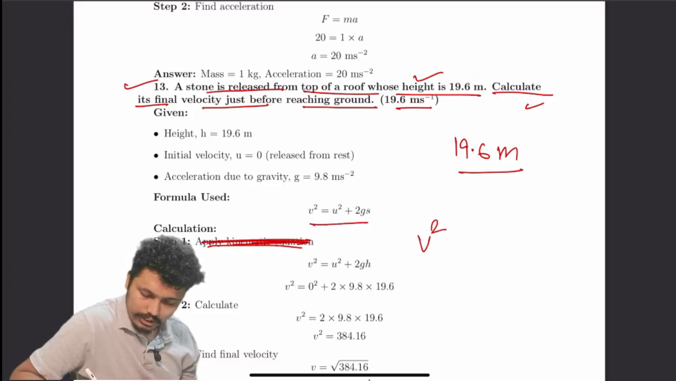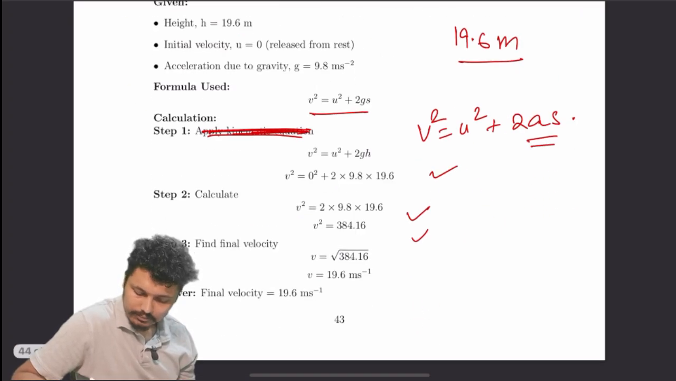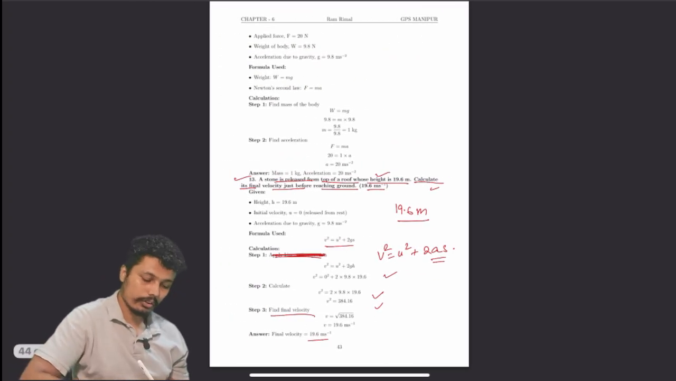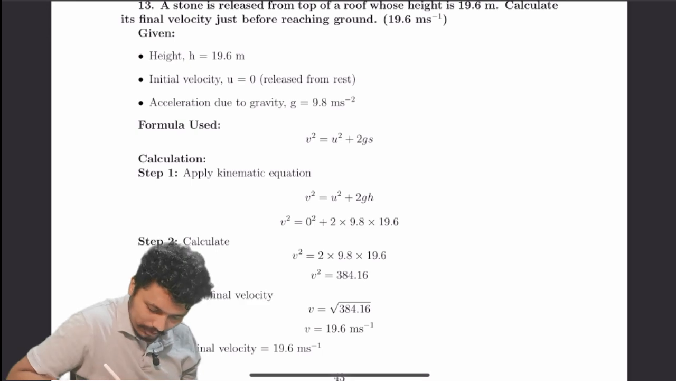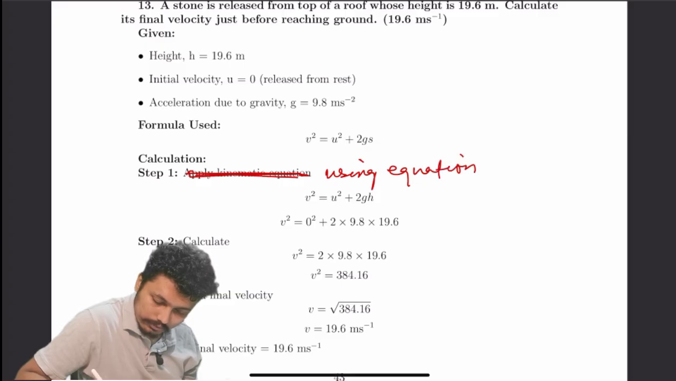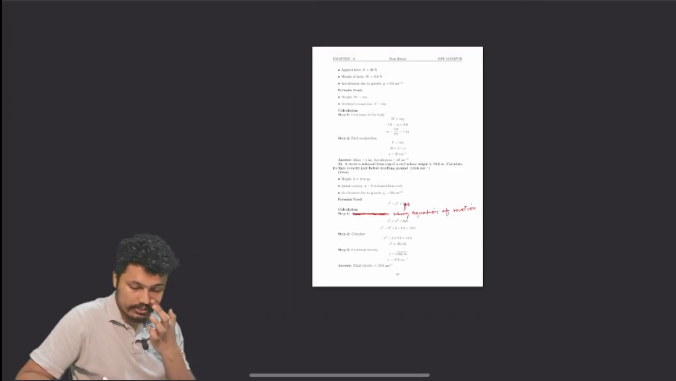So v square is equal to u square plus 2as. I'm going to use this formula, and I have calculated this already. I've given you the example also. If you want to write it down, you can. But you don't need to write down the kinematic equation, the equation of motion. It is 2as, and instead of a you write g. So you can calculate this one.